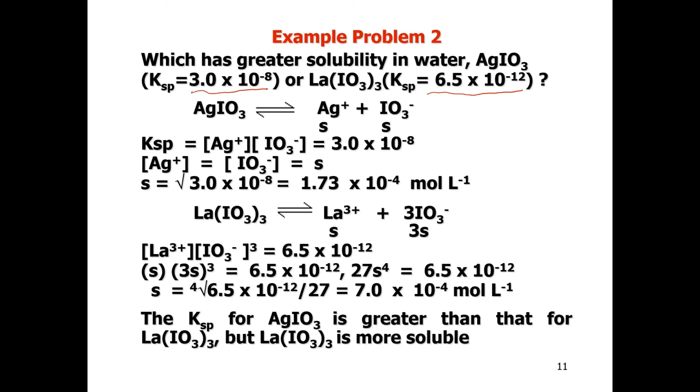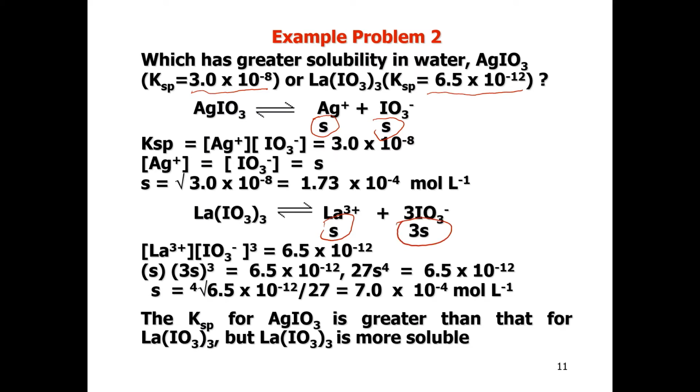So when we make the comparison here, what do you expect? Since LaIO3 has a lower KSP, it will precipitate, it is easier to become a precipitate. Okay, I will say to you, no. Why? Because in AgI, AgBr, and AgCl, the ratio is 1 to 1. Ag is in a 1 to 1 ratio with Br, or with the iodate. Whereas for lanthanum, it is a 1 to 3 ratio.